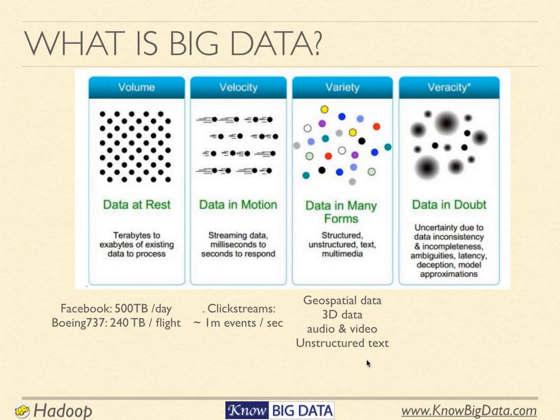So the first one is volume. What does volume mean? Gigabytes, terabytes, petabytes, humongous storage of data. That's how we characterize volume. You can say that when the volume goes really high, such as hundreds of terabytes, then your existing systems are mostly useless. All right.